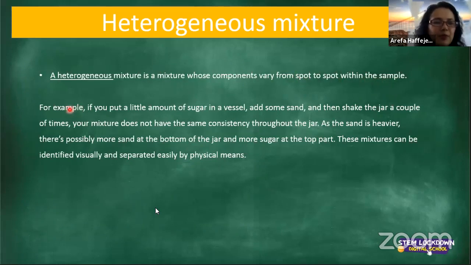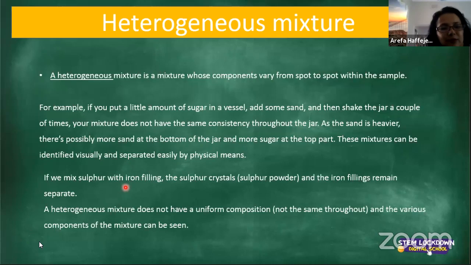Now we have heterogeneous mixtures, which are mixtures whose components vary from spot to spot within the sample. For example, if you put a little sugar in a vessel and add some sand and shake the jar, this mixture does not have the same consistency throughout the jar, as the sand is heavier. You will possibly find that the sand settles at the bottom, because there will be more sand at the bottom of the jar. Towards the top part, you would get the sugar, because the sand is heavier. These mixtures can be identified and separated by physical means.